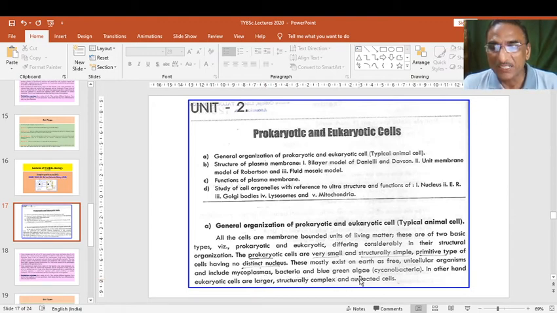Bacteria and blue-green algae, or we can say cyanobacteria, are the best examples of unicellular prokaryotic cell types. On the other hand, eukaryotic cells are larger, structurally complex, and are nucleated cells, meaning the nuclear material is bounded by a special membrane and is so called a nucleus. In a prokaryotic cell, the nuclear material is scattered randomly throughout the cell or matrix, and therefore we call it a prokaryotic cell.